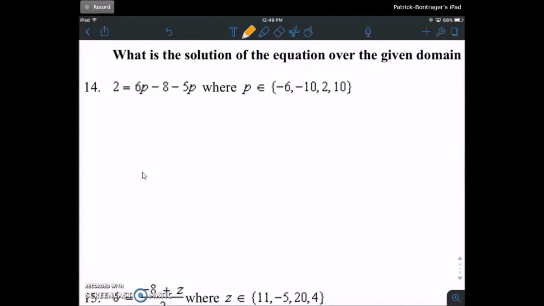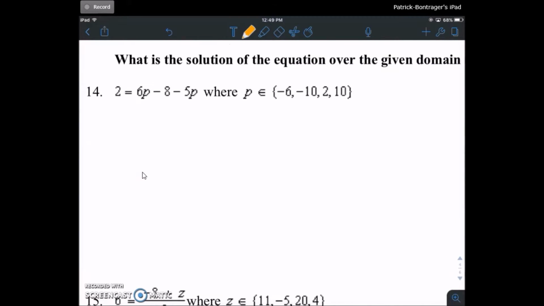Alright, the next thing we're going to talk about is solutions over a given domain. A domain represents the possible values that the equation is capable of taking; we're going to do functions later. So we're going to put these values in and see if any of them are true.